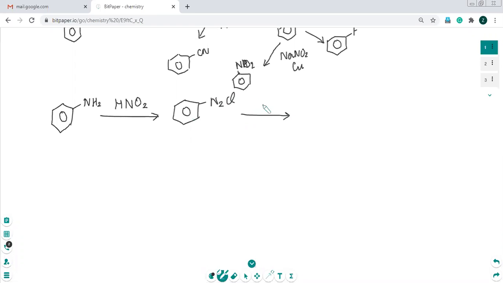The most important industry is the one called the dye industry. What they do is a coupling reaction. Say, for example, this is treated with phenol. The product obtained is this one. Look at the product. The nitrogen is not removed. You get an azo dye. This is called para-hydroxy azobenzene.